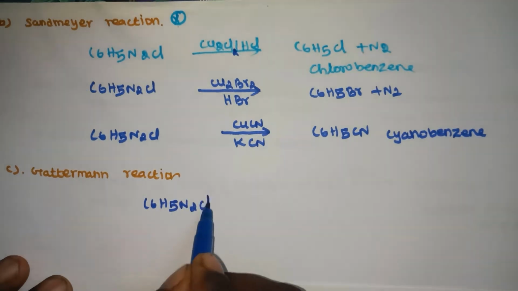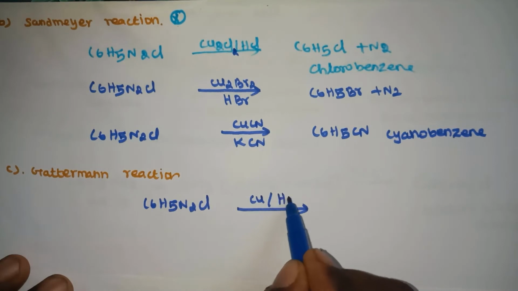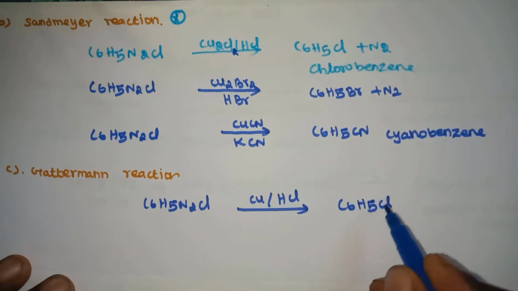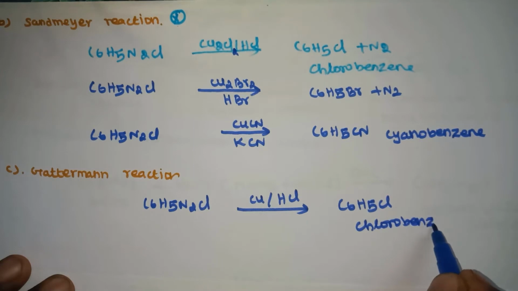C6H5N2Cl, benzene diazonium chloride, reacts with hydrogen halide in the presence of copper to form aryl halide, C6H5Cl. This is chlorobenzene. Gattermann reaction: when benzene diazonium chloride is treated with hydrogen halide in the presence of copper to form an aryl halide, this reaction is called the Gattermann reaction.